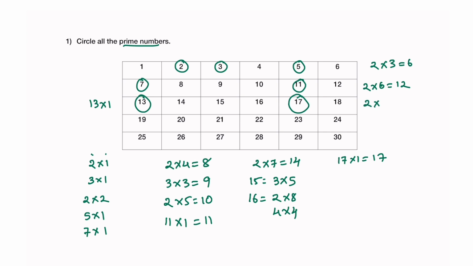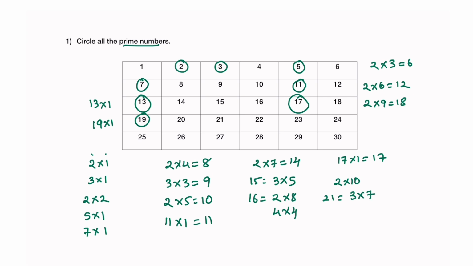18, 2 times 9 is 18, right? Or you can say 3 times 6 is also 18. So this is not a prime number. 19, yes, it's a prime number because it's only 19 and 1. 20, of course not, because you can say 2 times 10, right? Or 4 times 5. 21 is what? 3 times 7. So it's not a prime number.